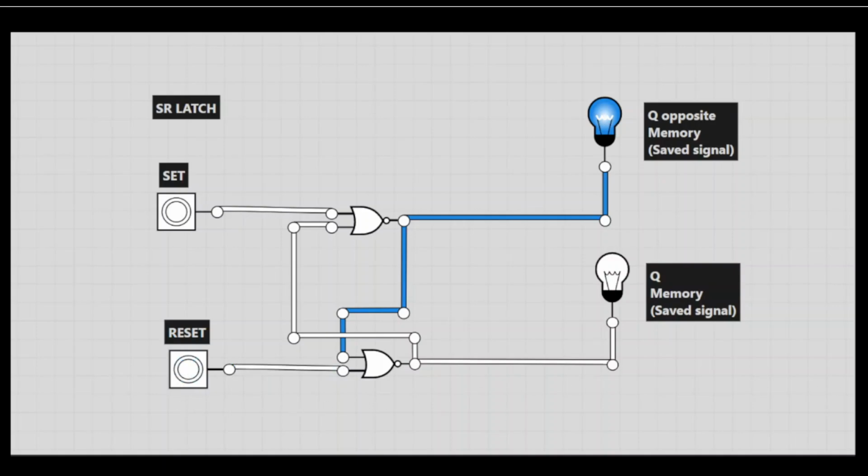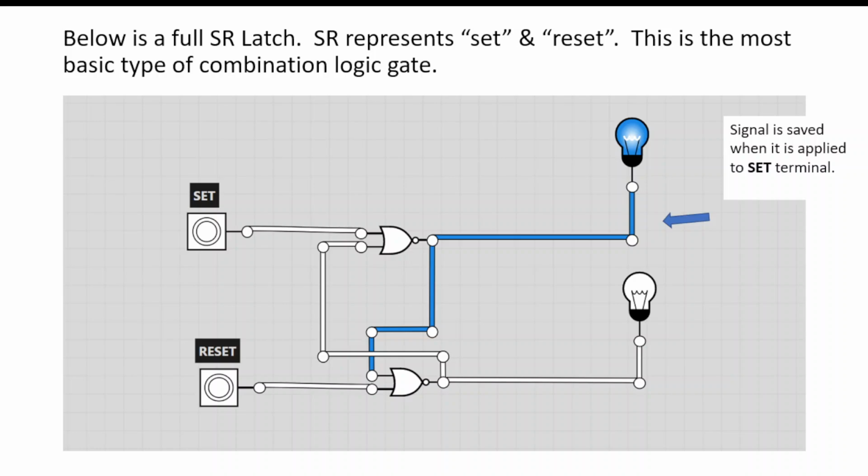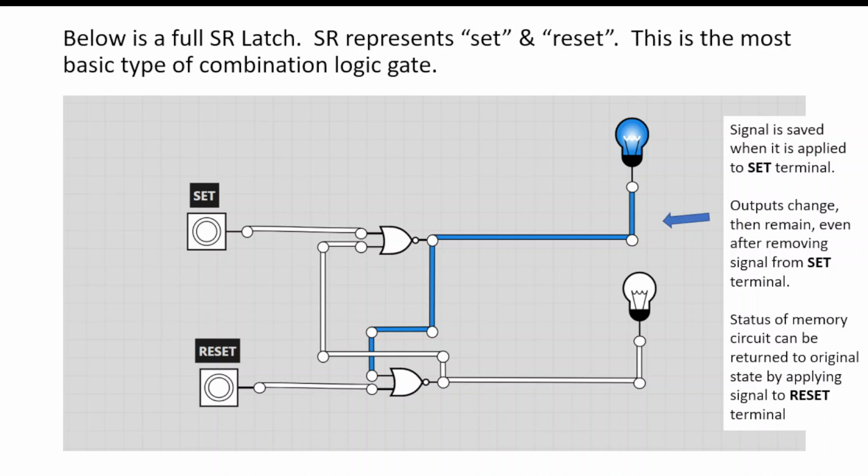So a set reset latch, or an SR latch, is simply a means of us storing a signal. Now, a signal is saved when it is applied to the set terminal, we can see up there. The outputs change, then remain, as in stay, even after removing the signal from the set terminal. The status of the memory circuit can be returned to original state by applying a signal to the reset terminal.